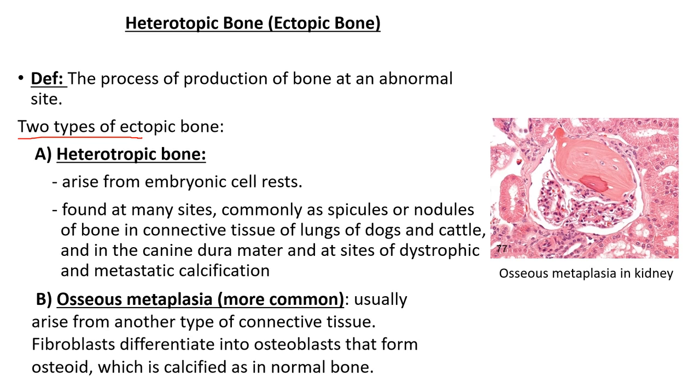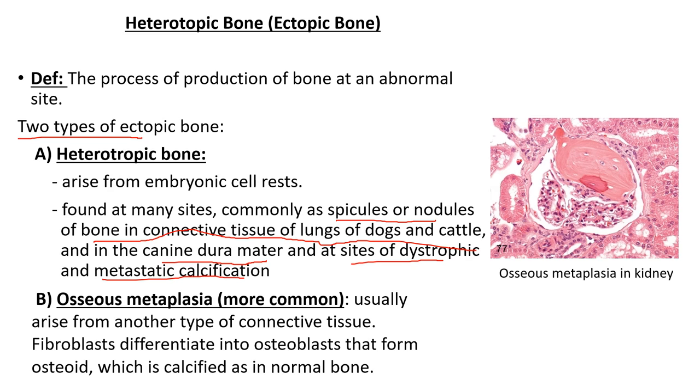And this is found at many sites, like spicule or nodule of bone in connective tissue of lungs of dogs and cattle, or dura mater in dogs, and at sites also of dystrophic and metastatic calcification.